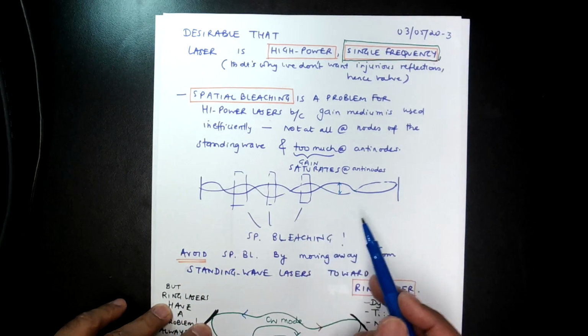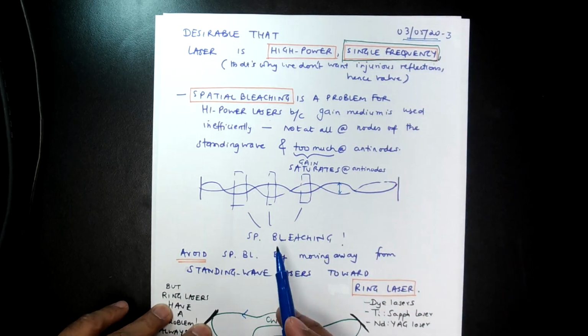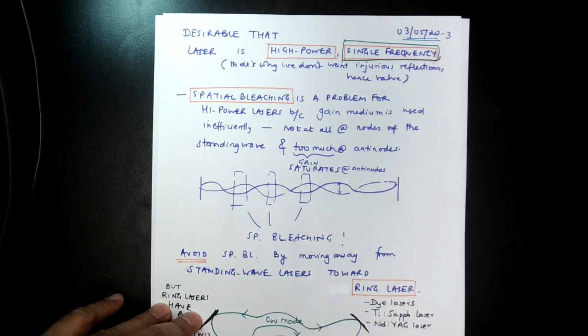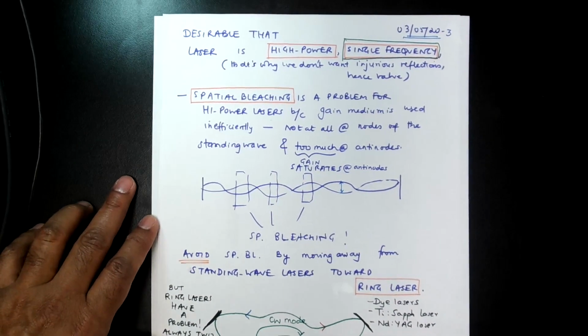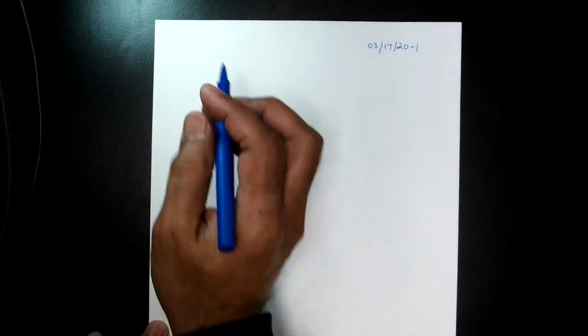and we avoid that. By the way, this is the day that lecture had happened. And we avoid that by going to ring lasers, and we've discussed that before. But there is still another problem that one faces in high power lasers, and that is the problem of.